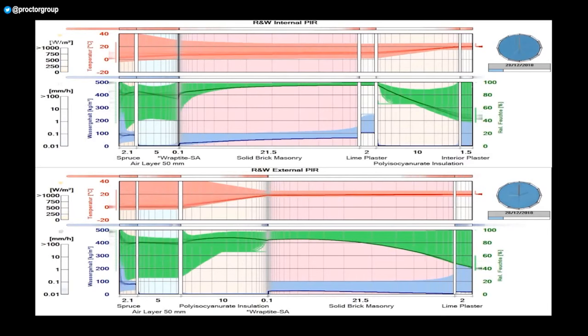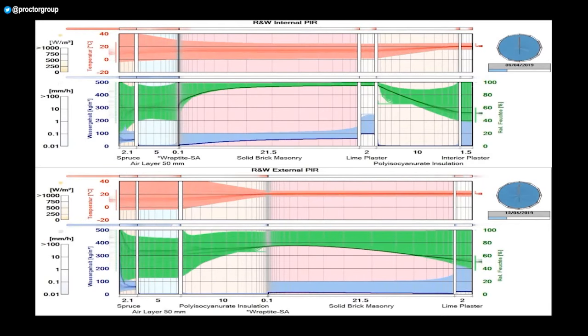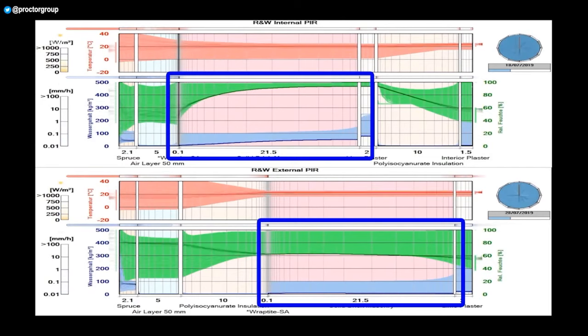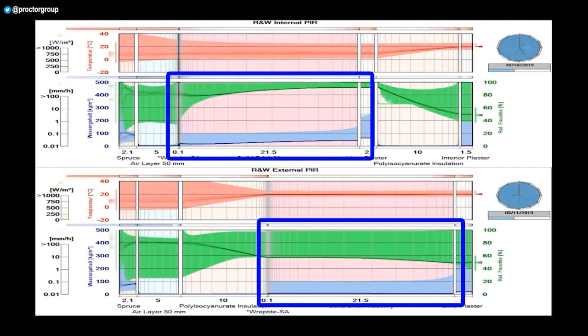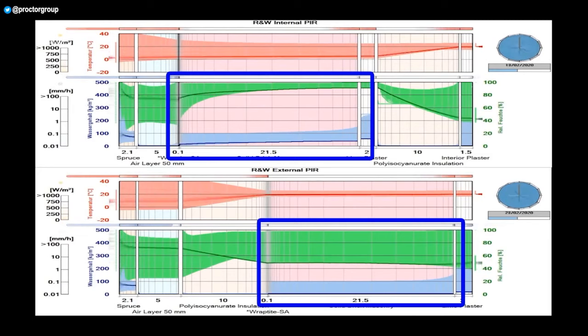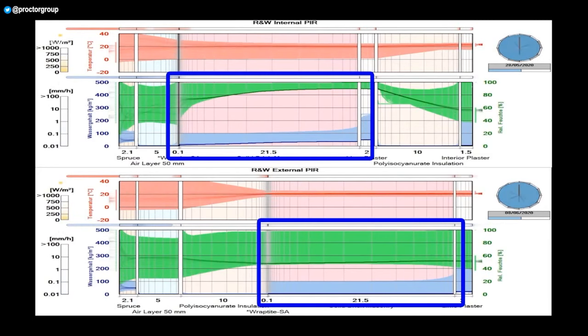Placing insulation externally leads to a much faster reduction in the moisture contents in the masonry compared to placing it internally. So although there's no problems predicted using the Glaser method, WUFI clearly shows a better hygrothermal balance is achieved with external insulation over a longer period of time.